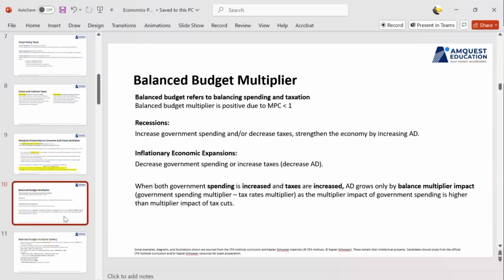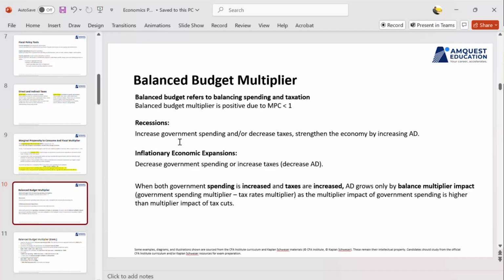Okay. Now we have the balanced budget multiplier. This is the multiplier for the balanced budget, where we're looking at how to balance the spending and the taxation. You do realize that it's important that the amount of tax is equal to spending. You should have spending and tax being equal, right? Now this multiplier will be positive if the marginal propensity to consume is less than 1. Then this will be positive.